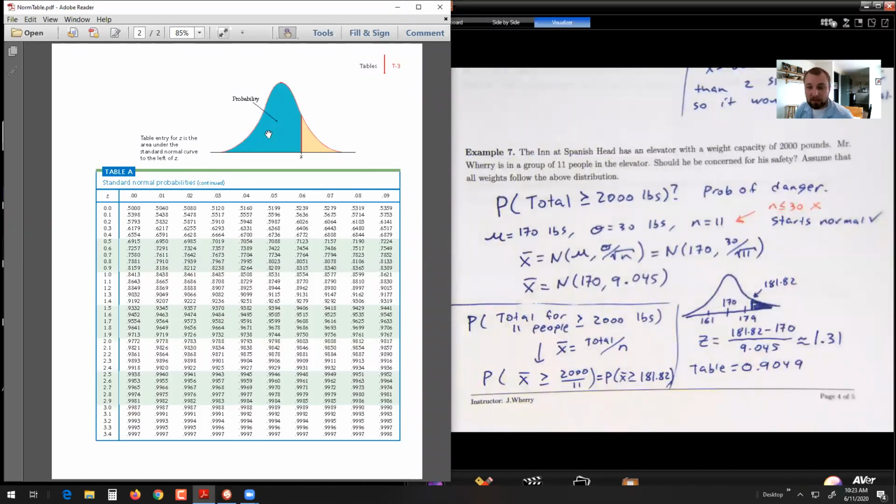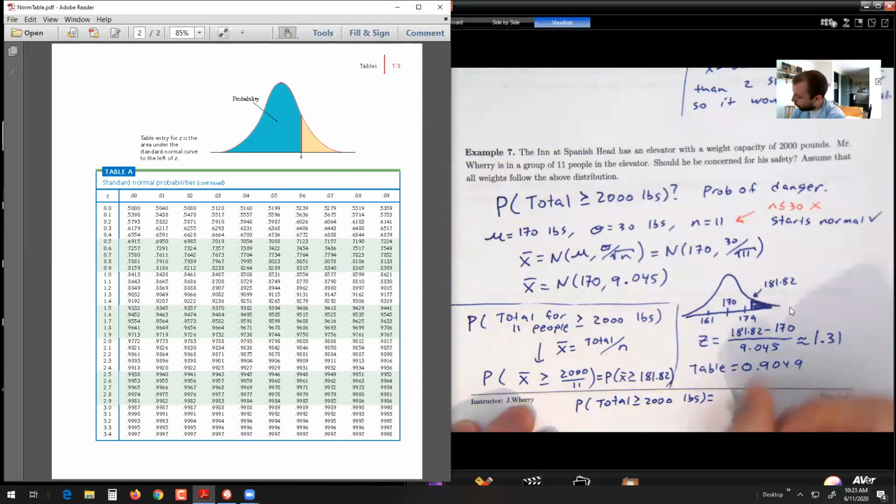Notice my table is shaded to the left, but my picture here is shaded to the right. So if I want the probability of having the total weight of these people be more than 2,000 pounds, since it's shaded to the right, I'm going to want 1 minus this table value. In other words, 1 minus 0.9049 is going to give me 0.0951.